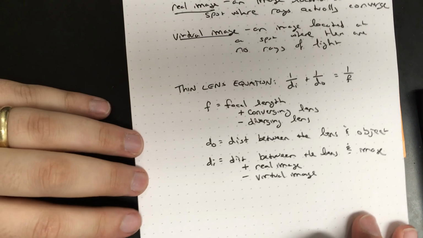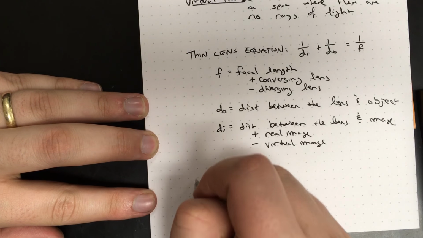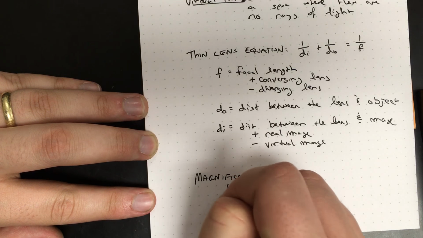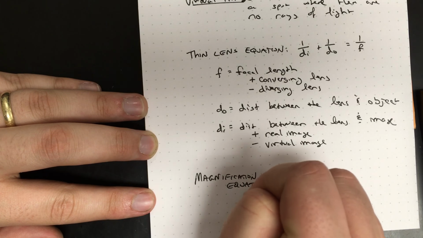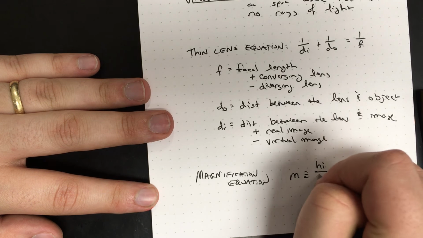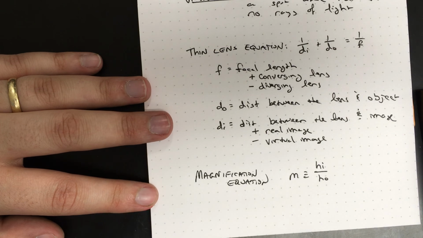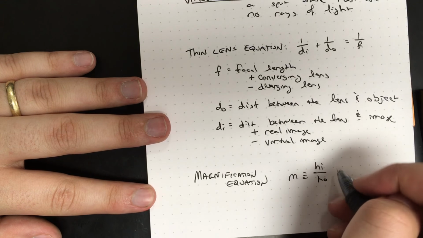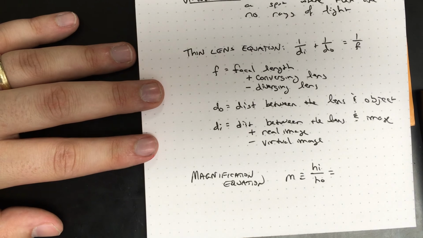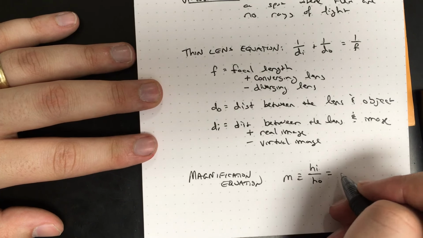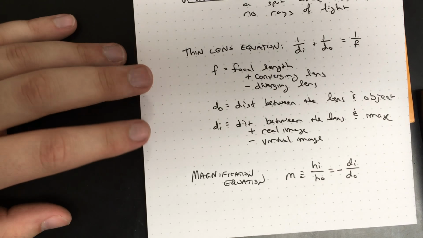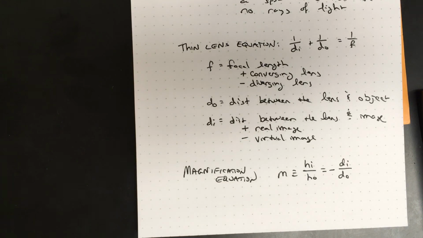There's one other equation that you're going to use to solve problems, and that's called the magnification equation. The magnification equation is defined as hi over ho, and we used that last class. We calculated the magnification, but the thing we didn't use last class is that this turns out to also be equal to, again, we'll prove this later, not today, negative di over do.